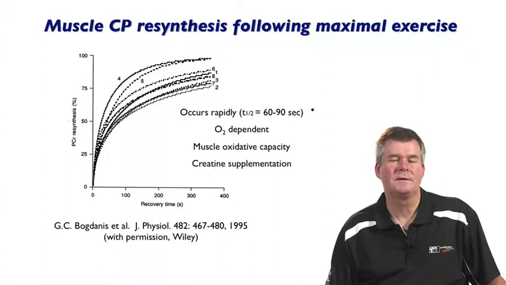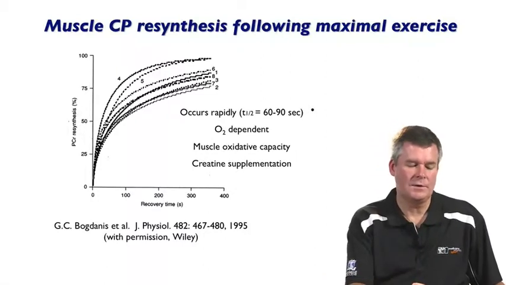If we look at creatine phosphate resynthesis, which is occurring in this early recovery period, this is a process that occurs very rapidly. The half time is in the order of 60 to 90 seconds, which means after 60 seconds of recovery, you've restored about half of your degraded creatine phosphate stores. It is dependent on oxygen availability. If you occlude the circulation and prevent oxygen being delivered to the muscles, you prevent the resynthesis of creatine phosphate. It's dependent on the muscle oxidative capacity, and the resynthesis of creatine phosphate is often used as a marker of oxidative capacity.